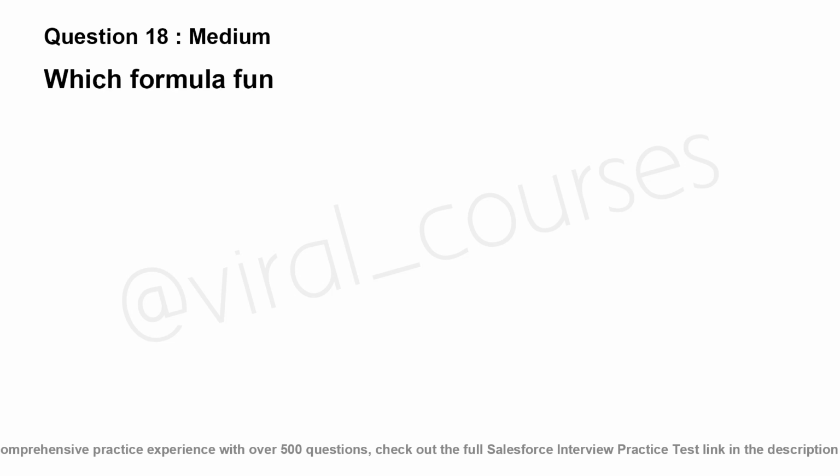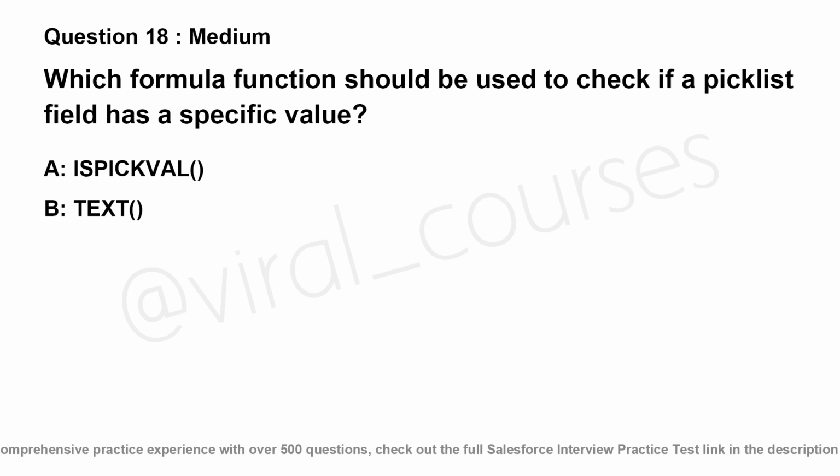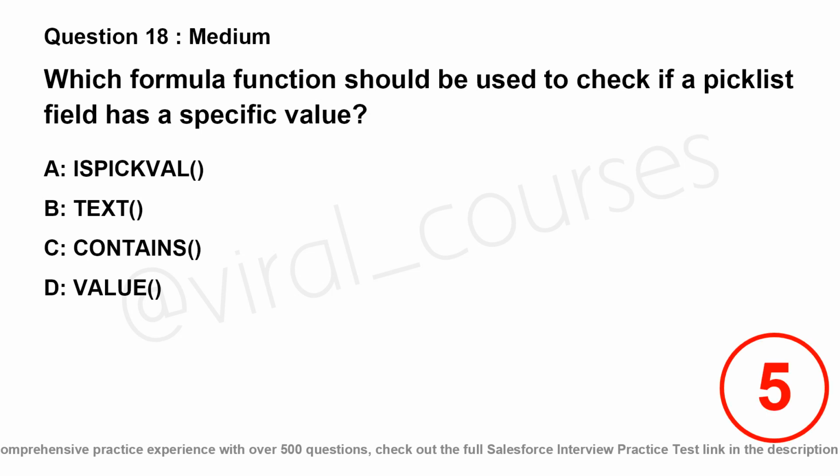Which formula function should be used to check if a picklist field has a specific value? Option A. ISPICKVAL. Option B. Text. Option C. Contains. Option D. Value.